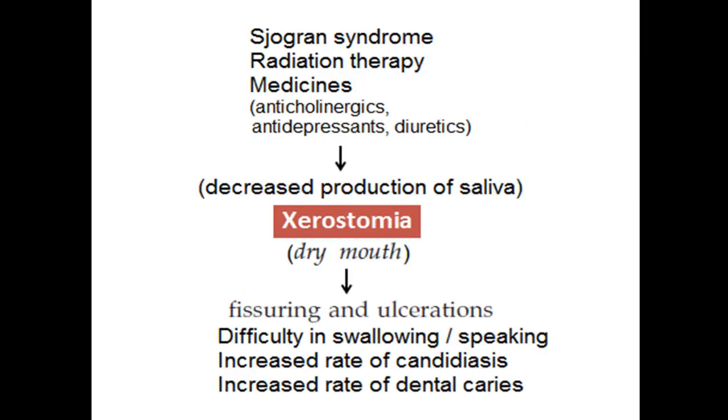Now, first we discuss the functional disorders of the salivary glands. Xerostomia means decreased production of saliva, which causes a dry mouth. Mostly this is a presentation of other diseases. For example, it may be a presentation of Sjogren syndrome. This dry mouth and decreased production of the saliva can also be caused by radiation therapy, and by medicines, for example, anticholinergics, antidepressants, as well as diuretics.